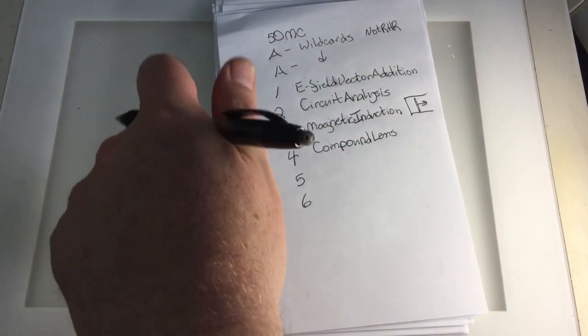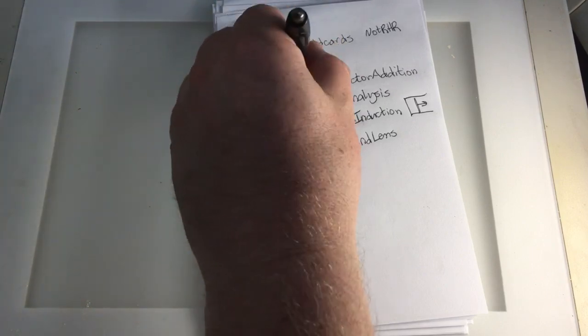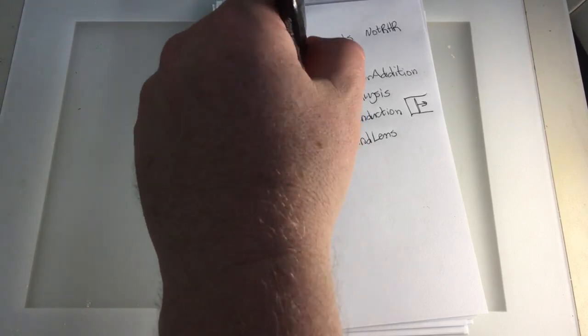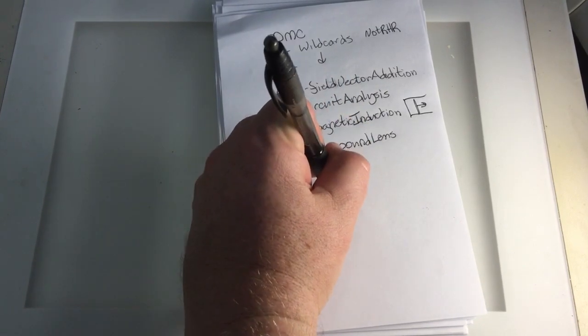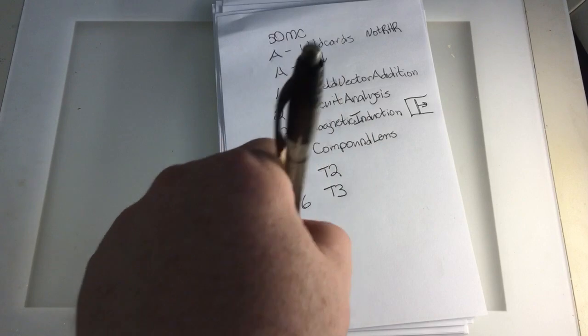For 5 and 6, now that we've looked at this, these two are test 1, that's test 2, that's test 3. So one is going to be a test 2 and the other one is going to be a test 3.